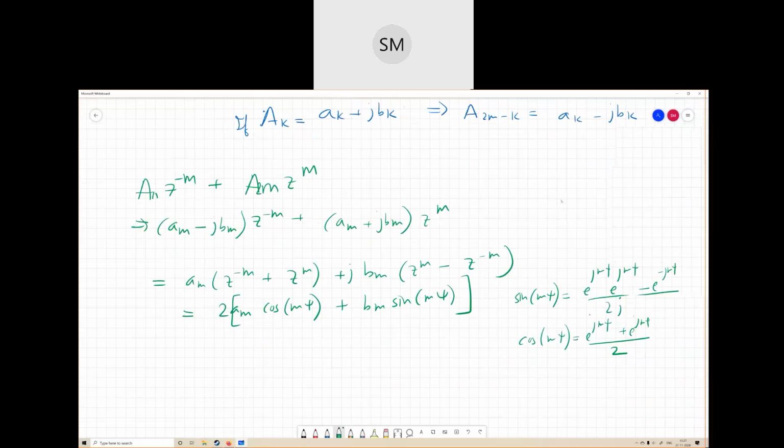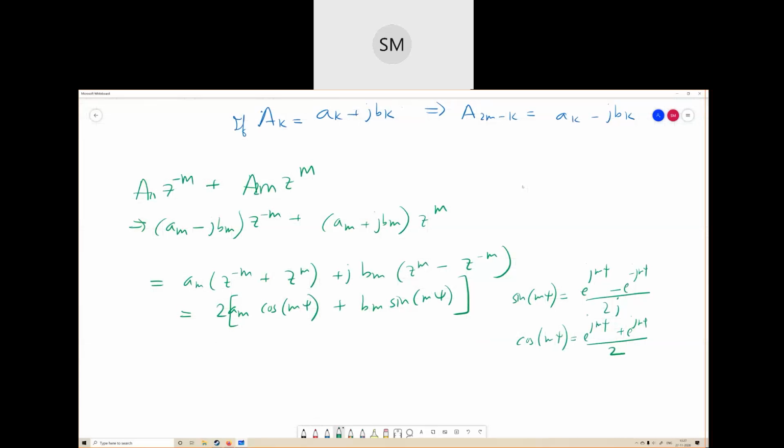See it in this way. We take two elements, okay? Two which are complex conjugate to each other. Since they are complex conjugate, we can express them in this way: am minus jbm and am plus jbm. And then we take common. Okay? And what is z? Z equal to e to the power of j psi. So z to the power m will be e to the power of j m psi.